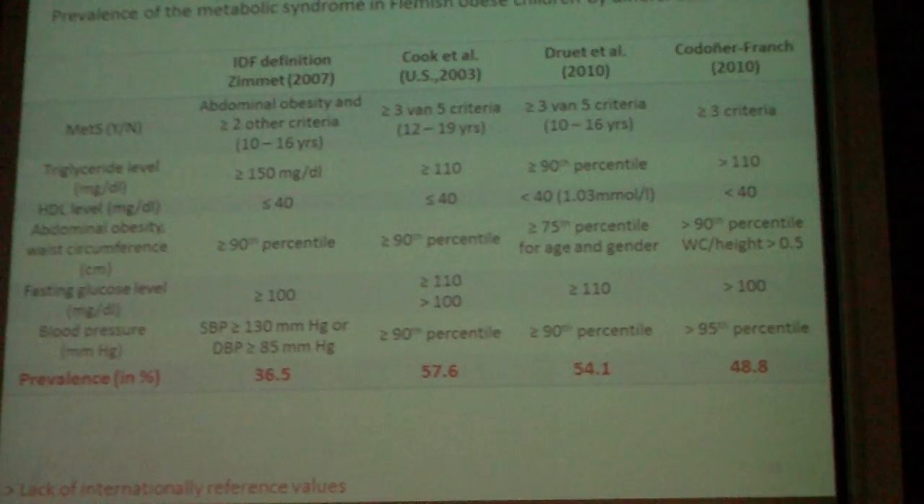Also, a problem in the definition of the metabolic syndrome is that there are lots of definitions developed by different researchers. So we get a difference in prevalence. According to the IDF, we saw that 36% of the obese children had metabolic syndrome, but according to the other definitions, we saw a higher prevalence of metabolic syndrome. So definitions have to become universal, so that we can use common guidelines for metabolic syndrome. At the moment there is a lack of international reference values.